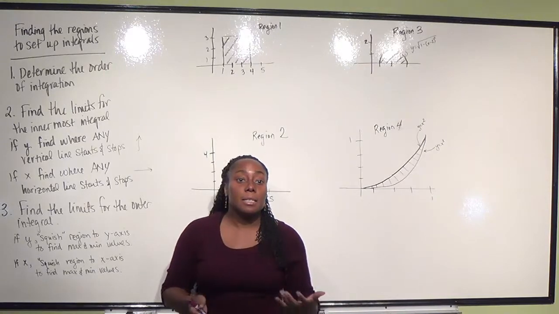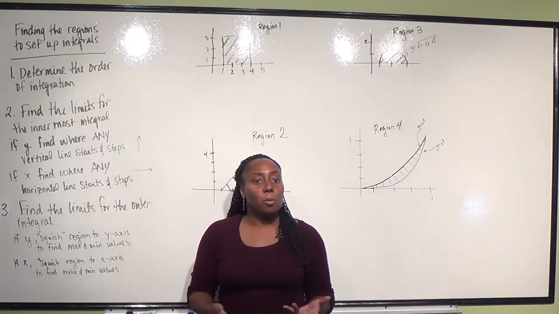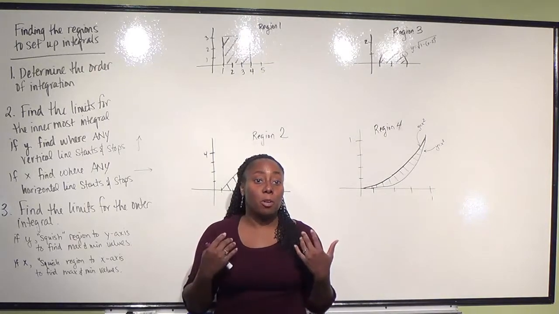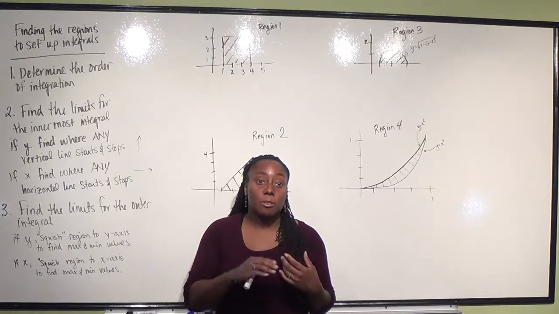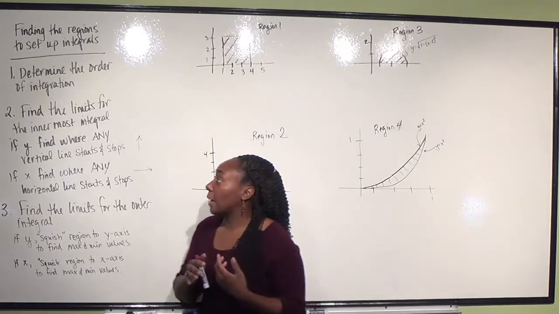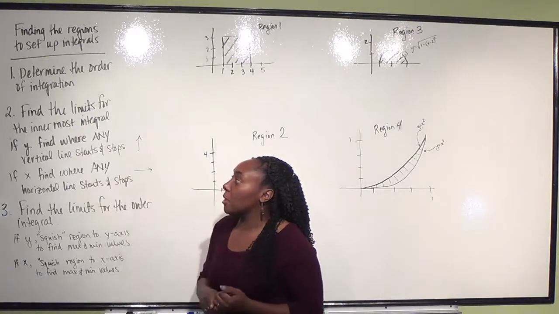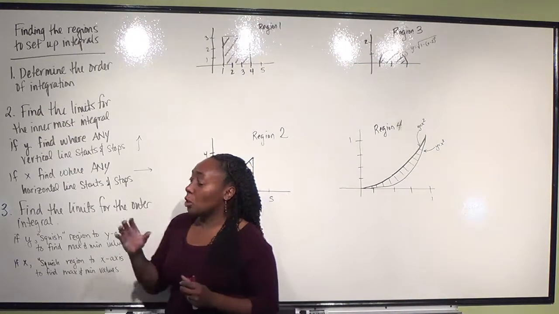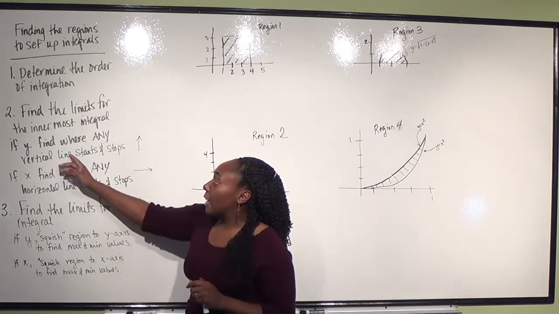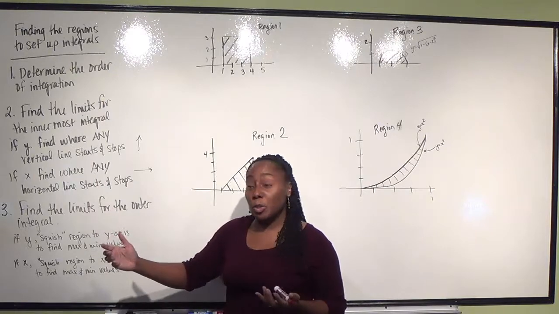In some cases, especially if I'm looking at an area, it's not really going to matter what the function is. It's going to matter what the region looks like, depending on whether I can do it in terms of y first or x first. Okay? So once I have my order of integration, then I want to find the limits for the innermost integral. Basically, I'm going to start by looking at my region, and I'm going to use both methods and figure out which one actually works nicely.